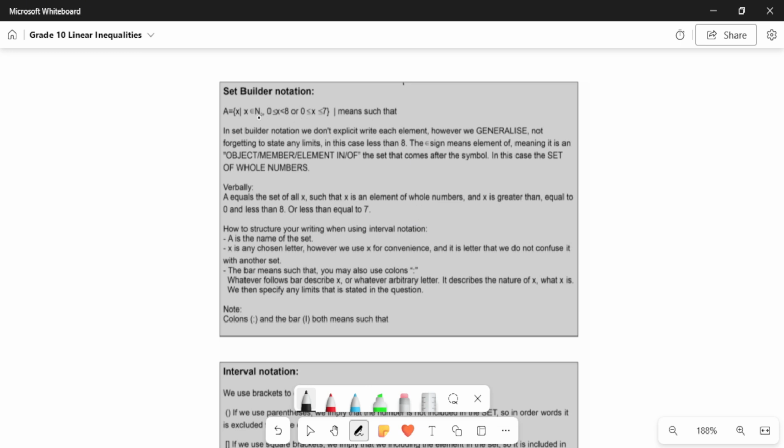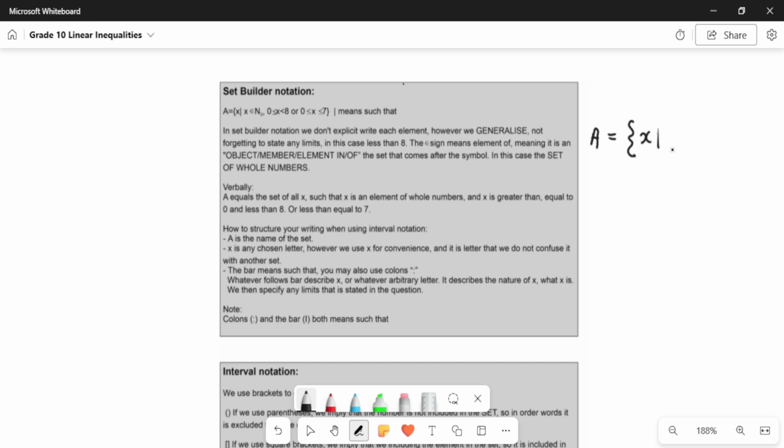So let's look at this here, right? Let's deconstruct it. A equals the set of all x's such that x is an element of whole numbers and x is greater than or equal to 0 but less than 8. Basically, we're giving the set a name. You put a bracket. Then we give it a variable, and the reason we use a variable is because we try to show what numbers the set A contains.